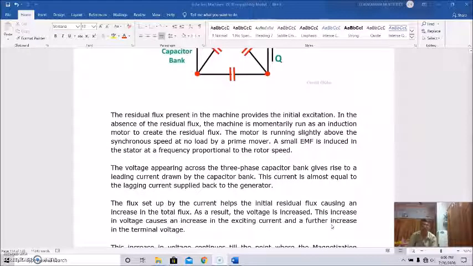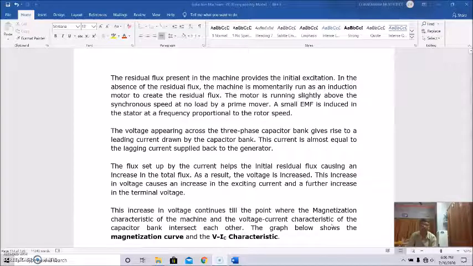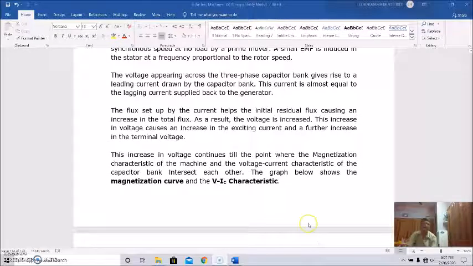at a frequency proportional to the rotor speed, and the voltage appearing across the three-phase capacitor bank gives rise to a leading current drawn by the capacitor bank, and this current is almost equal to the lagging current supplied back to the generator. The flux set up by the current helps the initial residual flux, causing an increase in the total flux, and as a result, the voltage is increased. This increase in voltage causes an increase in the exciting current and a further increase in the terminal voltage, and this continues till the point where the magnetization characteristics of the machine and the voltage-current characteristics of the capacitor bank intersect each other.